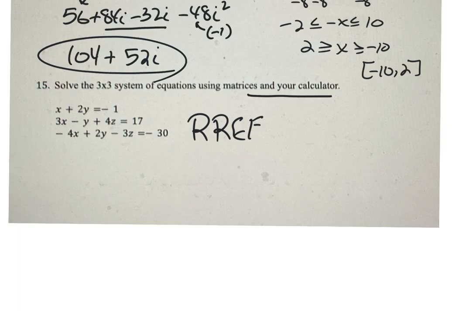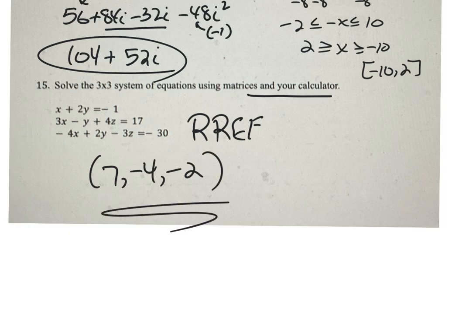This is the answer I'm getting. Remember your answer's on the last column when you do that. You should get -7, -4, -2. Now if you just know the steps, that's a gimme.